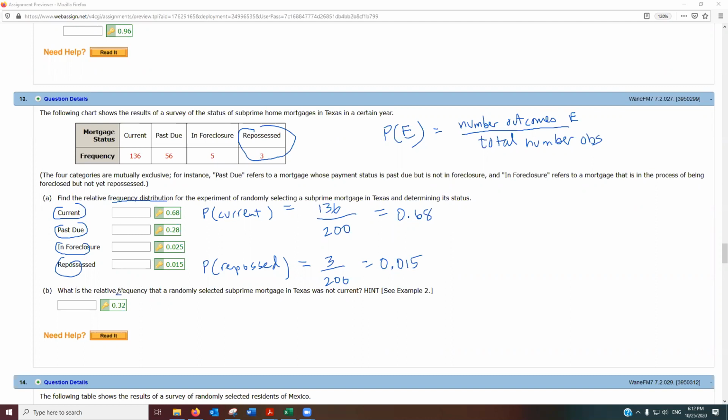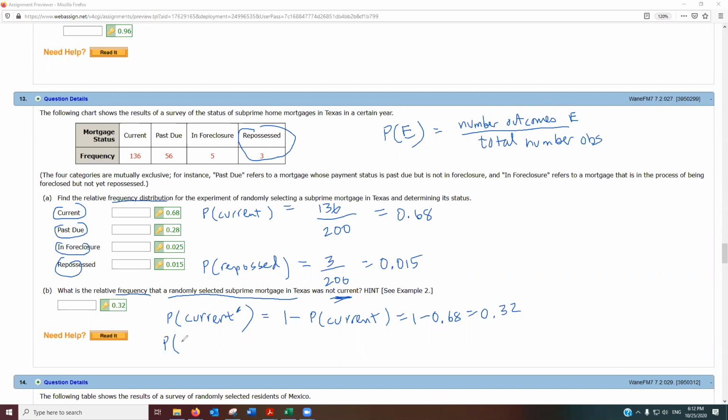Here's a question. It says, what's the relative frequency that a randomly selected subprime mortgage was not current? So here they're asking me the probability of the complement of current. One way I can easily do this is just take 1 minus the probability it is current. So that's just 1 minus 0.68. That's 0.32.